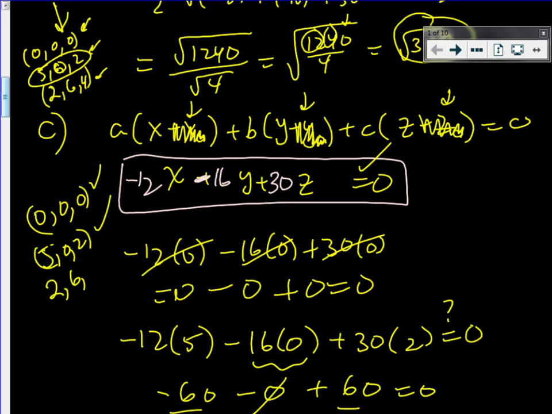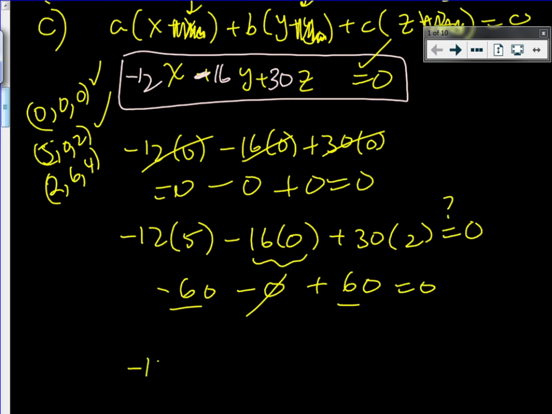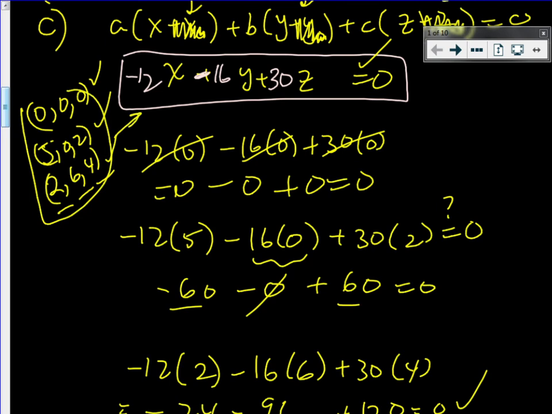Now is 2, 6, 4 on the plane? So it's negative 12 times x minus 16 times y plus 30 times z. 2, 6, 4. Negative 24 minus 96. That's negative 120. Plus 120. That equals 0. These 3 points are on this plane here. So I'm convinced that we have part C correctly.